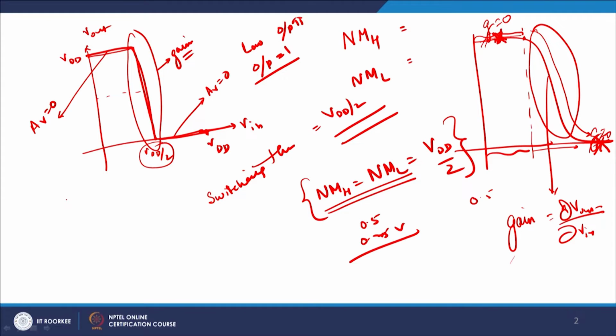So, this is what we have learned. We have also learned how to calculate VIL, input low, and VIH, input high.